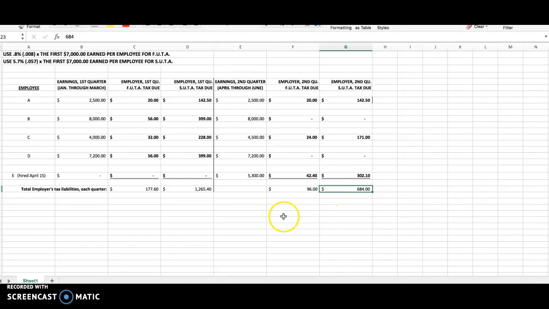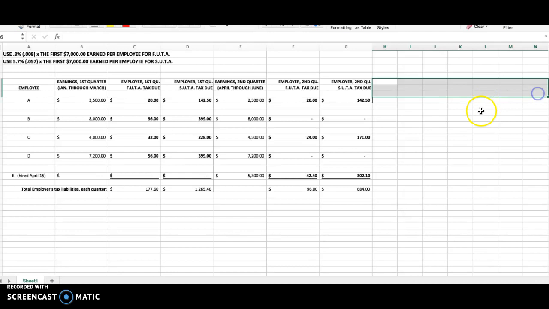We're not quite ready for that yet, but it's important to understand how this works from quarter 1 to quarter 2. We could extend this to quarter 3 out here, and finally to quarter 4. But we will find that as we go through the year, the company will have to pay less and less in this because more and more employees will reach that $7,000. So that's the important part. These calculations are based on the first $7,000 earned. So once that is reached, after that point, the employer need not pay any more of the federal or the state unemployment tax.